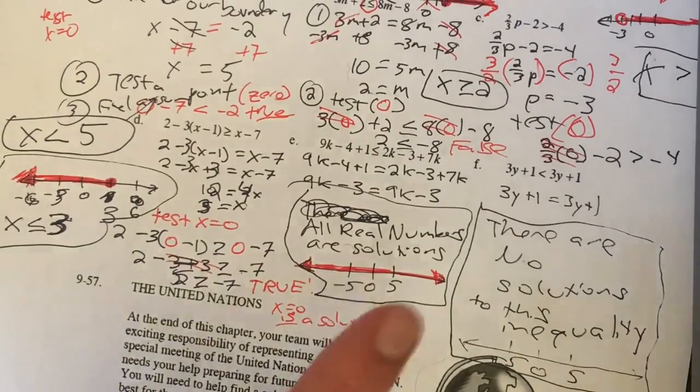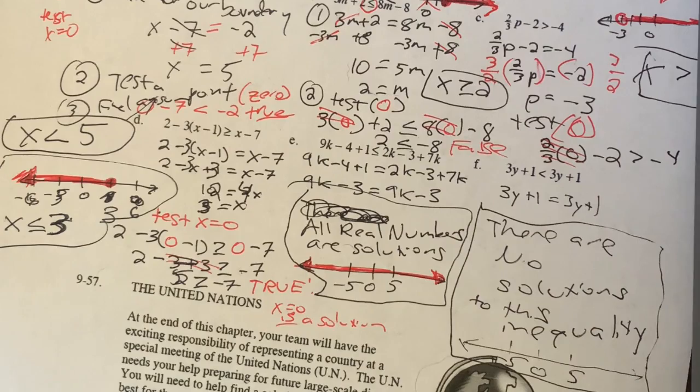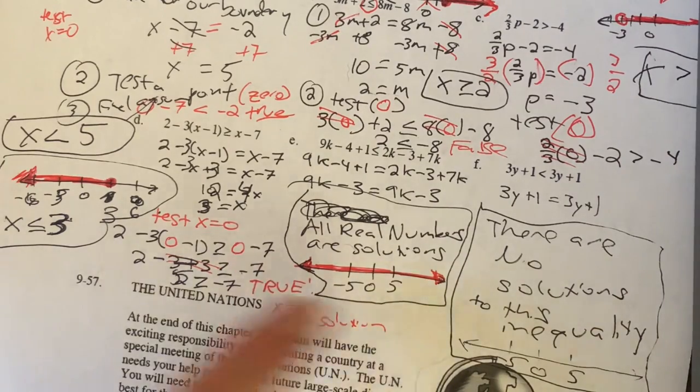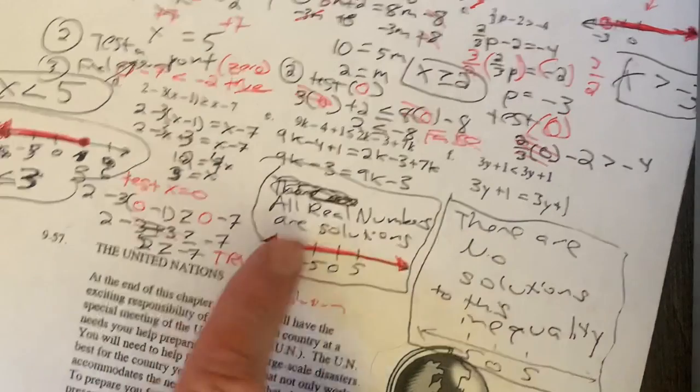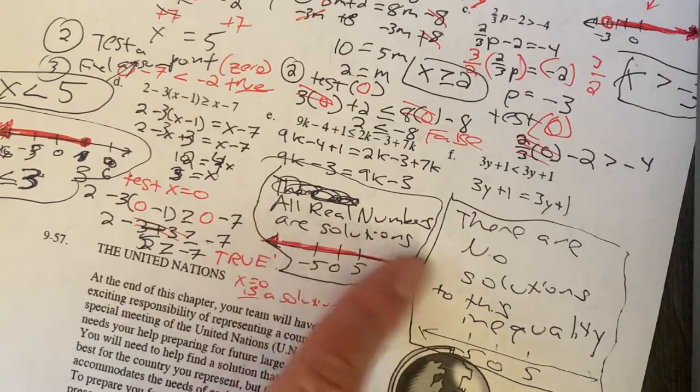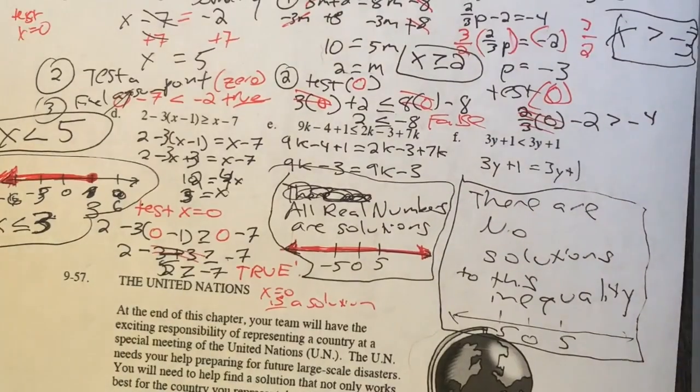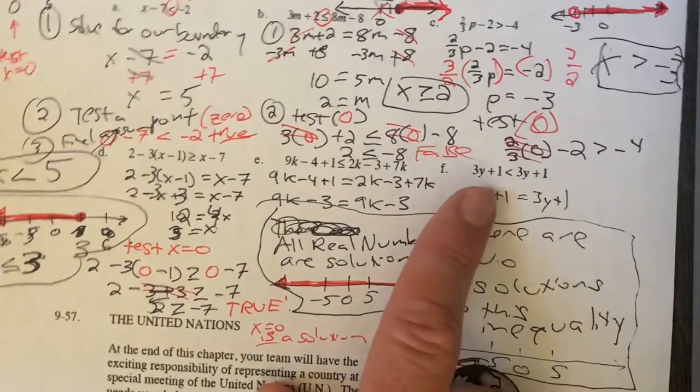Well, what if I have all real numbers as solutions to my boundary points? Then any real number is technically going to be your boundary point. So you could plug in anything here. So you might as well shade in the entire real number line to reflect the fact that all real numbers can be solutions.